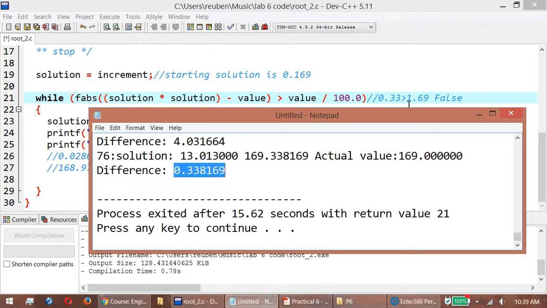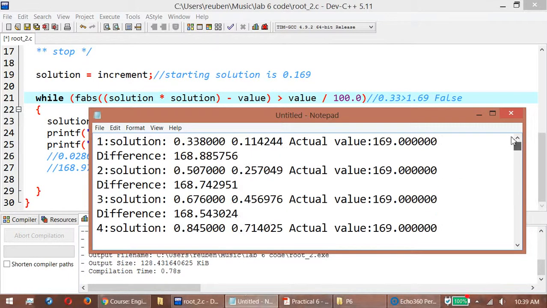So you can see the condition. They ask: is it true the difference of 0.338 is bigger than 1.69? Of course it's not true. So it's false, so it stops. We reach within 1% of the solution. So the idea is, you see the difference, or the error. In this case we call it difference. Error means the distance, or difference, between our guess and the actual value.